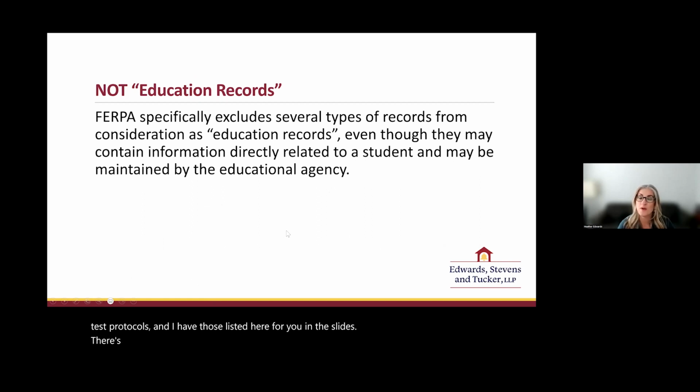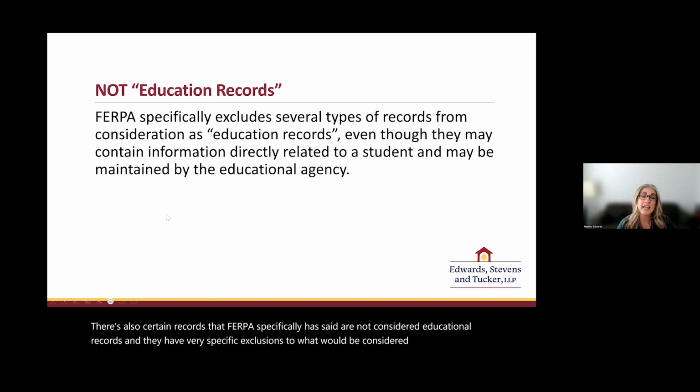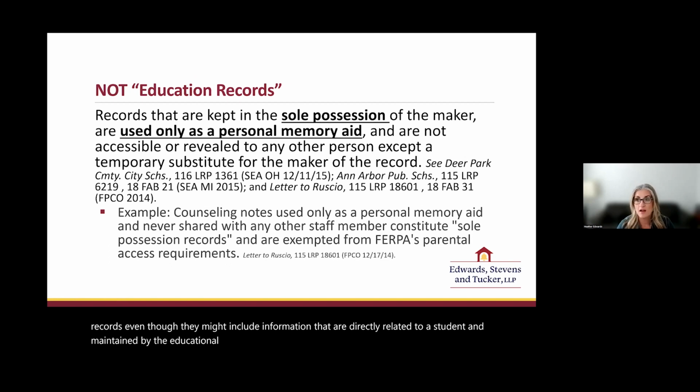There's also certain records that FERPA specifically has said are not considered educational records, and they have very specific exclusions to what would be considered educational records, even though they might include information that is directly related to a student and maintained by the educational agency. One example of the types of records that are not considered educational records are those records that are kept in the sole possession of the maker and are only used as a personal memory aid and are not accessible or shared with any other person except for some sort of a temporary substitute.